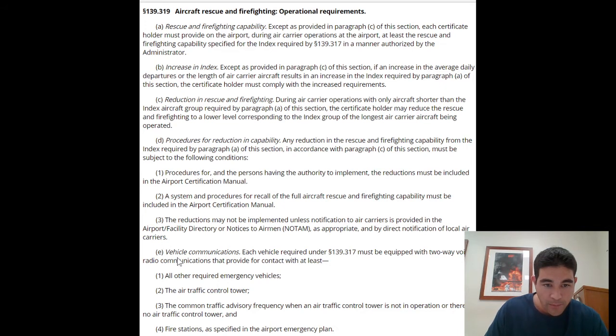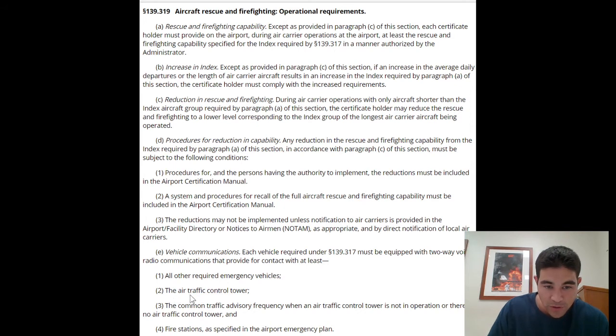And number E, vehicle communications. So you're basically required to be equipped with two-way radios, which we are, and you can check your trucks and your airport fire station, and I'm sure you'll find that these are all the same. So you need a radio to talk to other vehicles on the scene, obviously, right? You want to be able to talk to each other.